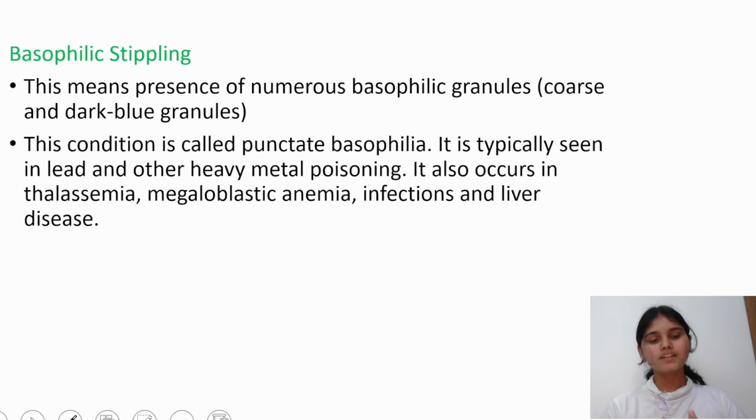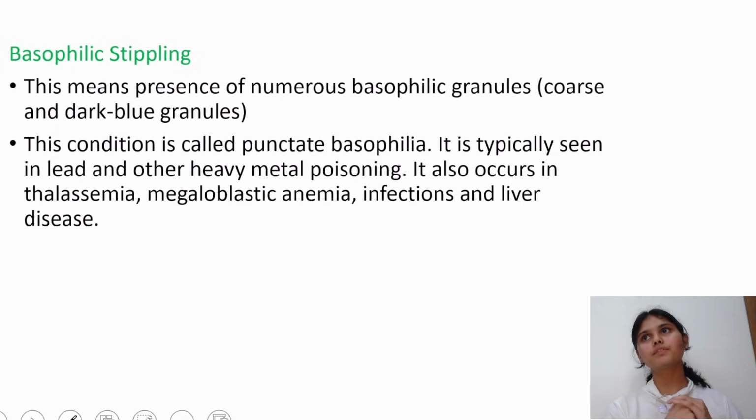Now, basophilic stippling. This is a type of abnormality, which means there is the presence of numerous basophilic granules. They are dark, coarse blue granules. Granules are small granule-like structures, and there are numerous of them, basophilic in nature. This condition is called punctate basophilia. It is typically seen in lead and other heavy metal poisoning. It also occurs in thalassemia, megaloblastic anemia, infections, and liver disease.